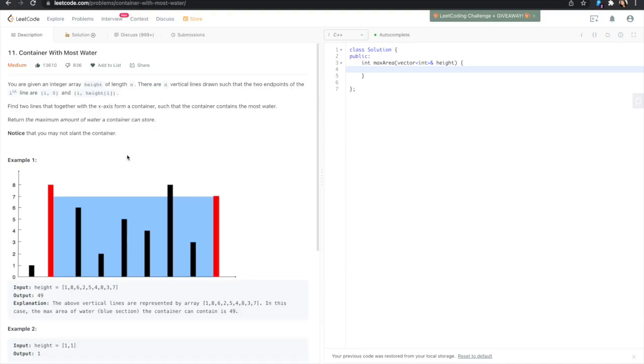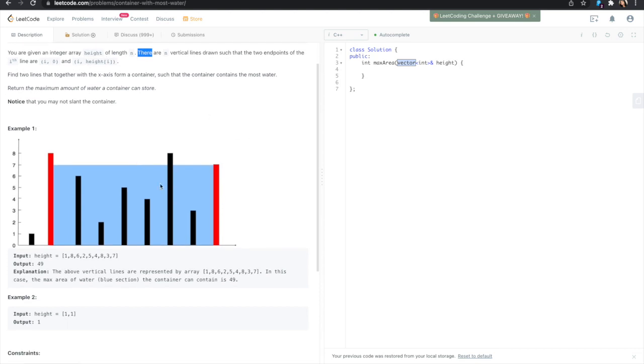Let me start with reading what the problem is. So, container with most water. You're given an integer array height of length n. Oh, that's interesting because you're just given one argument. Okay, I guess n is just the size of this vector. There are n vertical lines drawn such that the two endpoints of the ith line are (i, 0) and (i, height[i]).